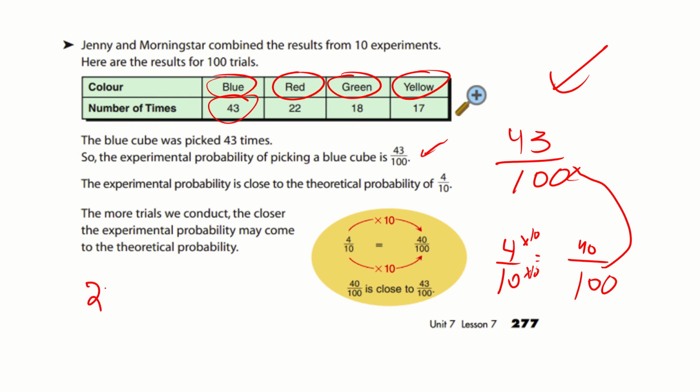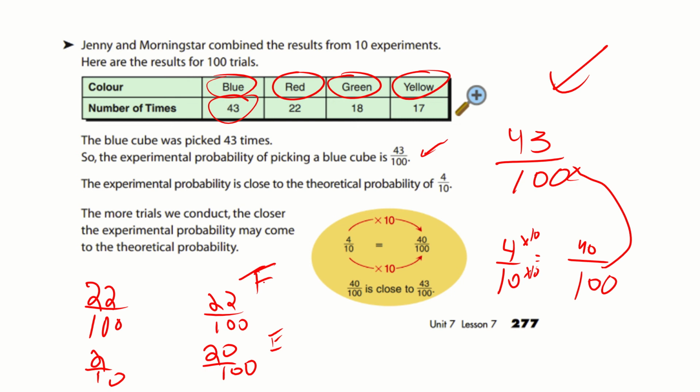But look at this, too. We had red with 22 out of 100, and my theoretical probability was 2 out of 10. Well, 2 out of 10 is 20 over 100. So 22 over 100 is my experimental and 20 over 100 is my theoretical. Those are both pretty much the same, right? So what they're saying here is when you do more experiments, the closer it's going to be to the theoretical probability. And that is something that you should highlight in your notes, okay?